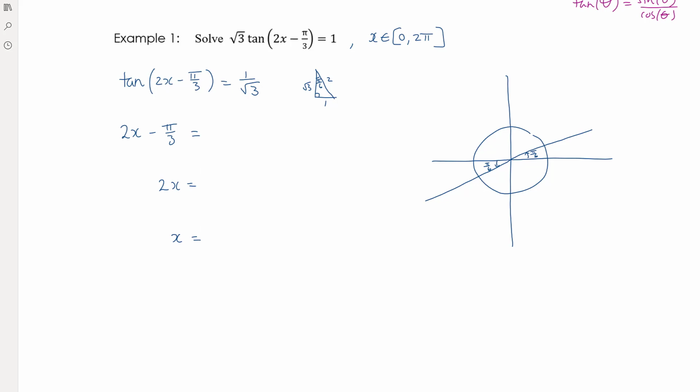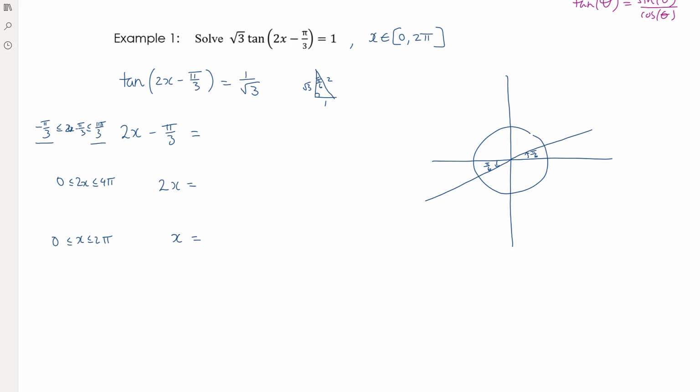We want x to be between 0 and 2 pi, which means we want 2x to be between 0 and 4 pi, which means we want 2x minus pi on 3 to be between 0 minus pi on 3, which is negative pi on 3, and 4 pi minus pi on 3, which is, with 4 pi being 12 pi on 3, 11 pi on 3. It's still 2 laps of the circle, it's just starting at negative pi on 3.